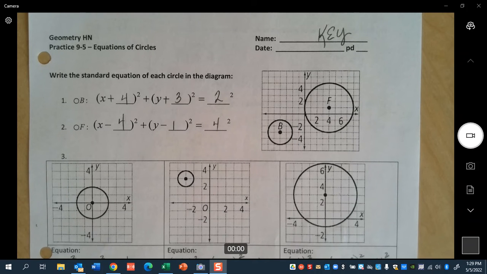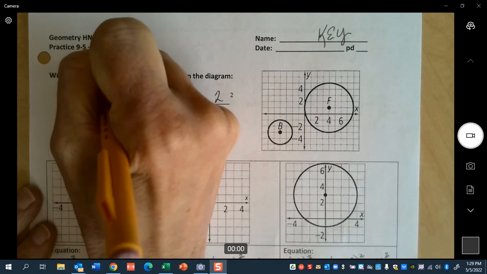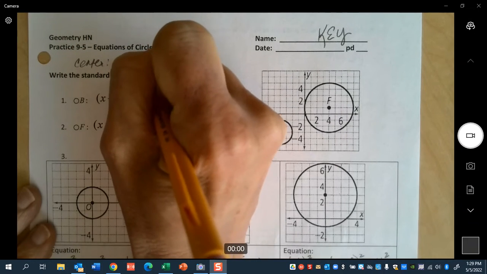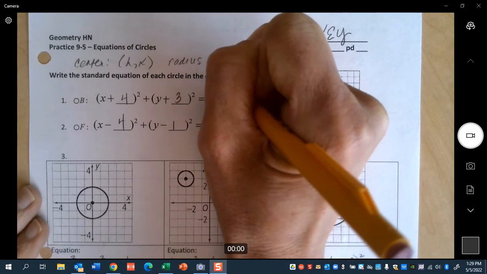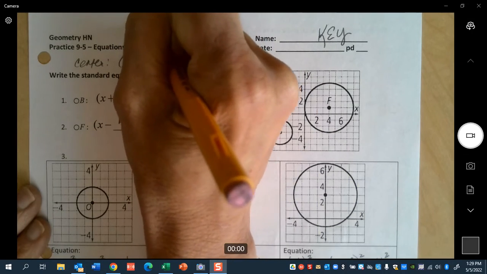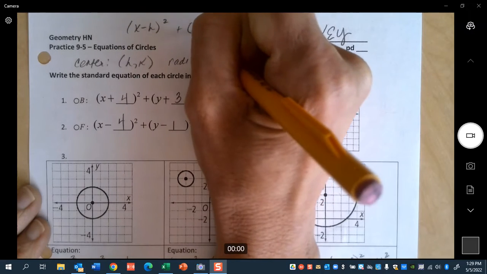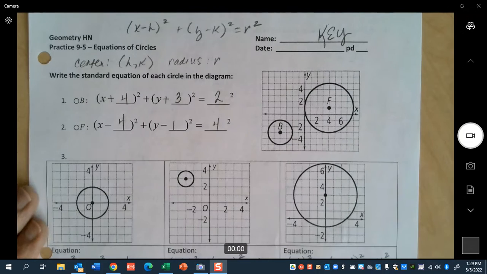It becomes important to remember that the center of your circle, we call that (h, k), and the radius of your circle is represented by r. When we talk about (x minus h) squared plus (y minus k) squared is equal to r squared, we can see those connections to the Pythagorean theorem. We can see a squared plus b squared equals c squared.